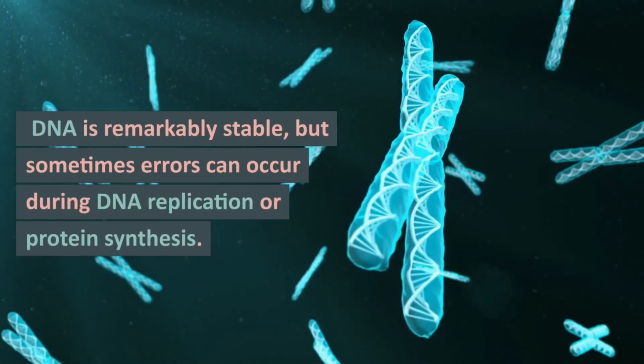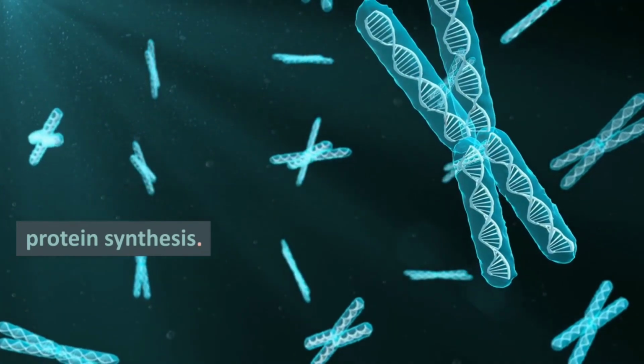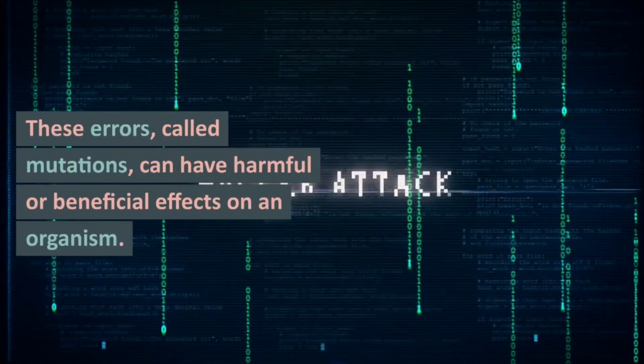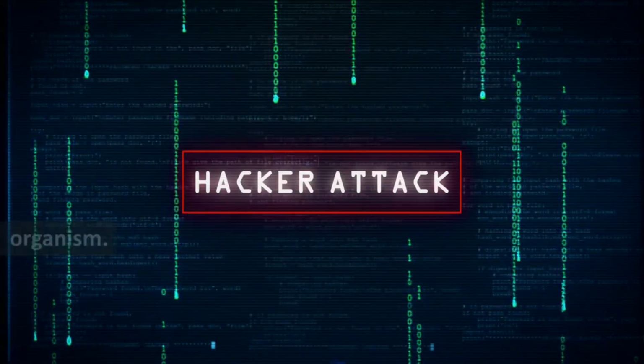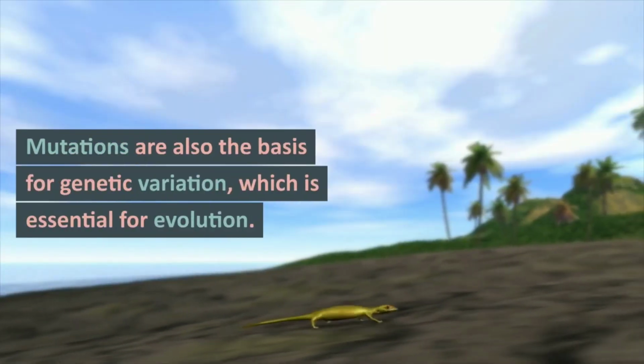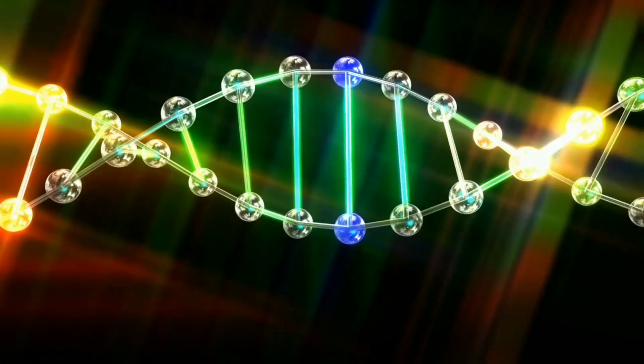DNA is remarkably stable, but sometimes errors can occur during DNA replication or protein synthesis. These errors, called mutations, can have harmful or beneficial effects on an organism. Mutations are also the basis for genetic variation, which is essential for evolution.